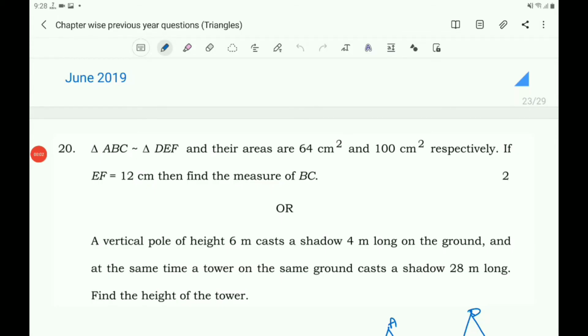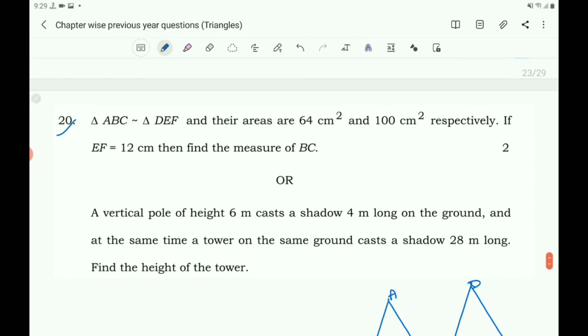Now you take the question paper of June 2019. The 20th question is from the triangle chapter. You take that question. What is given? Triangle ABC is similar to triangle DEF and their areas are 64 cm square and 100 cm square respectively. If EF equals 12 cm, then find the measure of BC. So here it is given that triangle ABC is similar to triangle DEF.